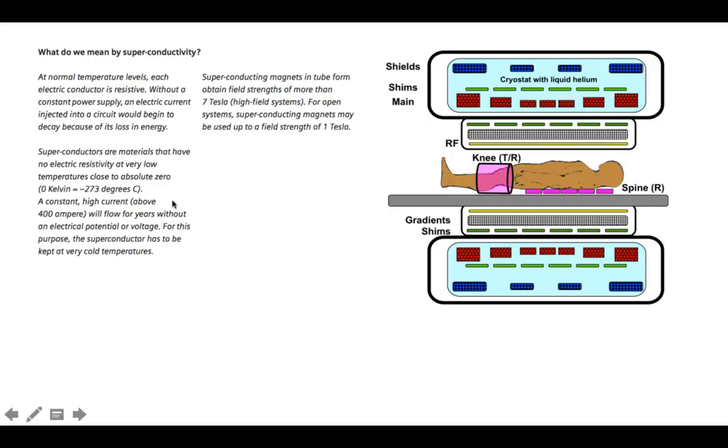It's important to note, as stated here in the notes, that once you get this high current in a superconducting environment, this will flow for years without requiring any voltage. So, what's taking up the energy in keeping an MRI system working is not running the magnet continually, but rather keeping the liquid helium cooled and generating and circulating cooled liquid helium.